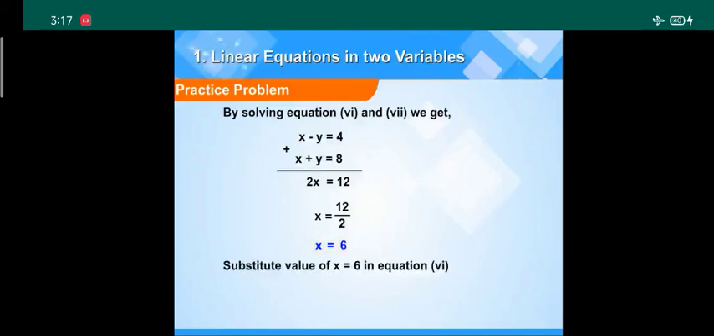Now, substitute value of x is equal to 6 in equation number 6. Therefore, x minus y is equal to 4. Hence, 6 minus y is equal to 4. Thus, minus y is equal to 4 minus 6. Therefore, minus y is equal to minus 2. It gives y is equal to 2.